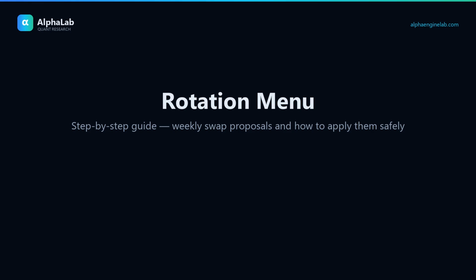Welcome to the tutorial for AlphaLab's rotation menu. This is where AlphaLab proposes, every week, which active strategies should be replaced by better candidates from the queue, based on the canonical ranking. We'll go through every card, every table column, every panel, and every button, one by one, so you have no doubts before applying a rotation.